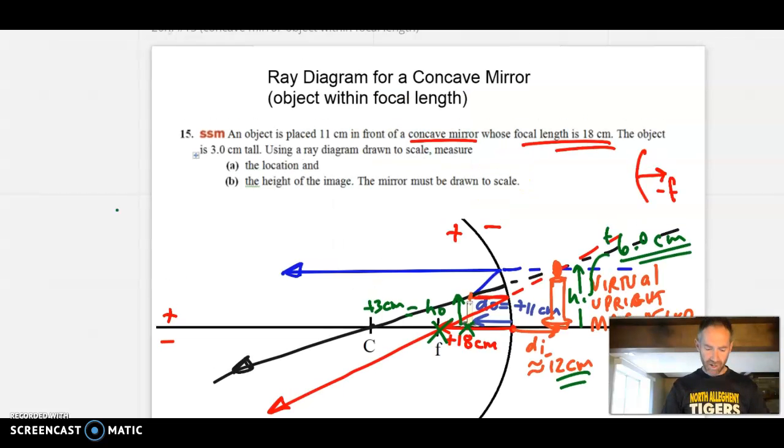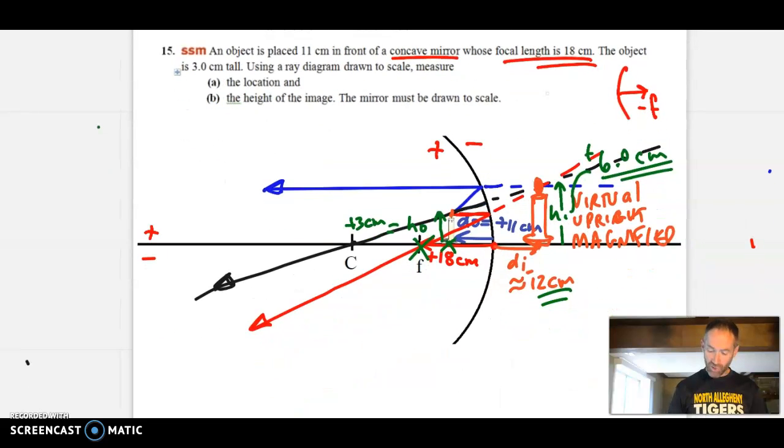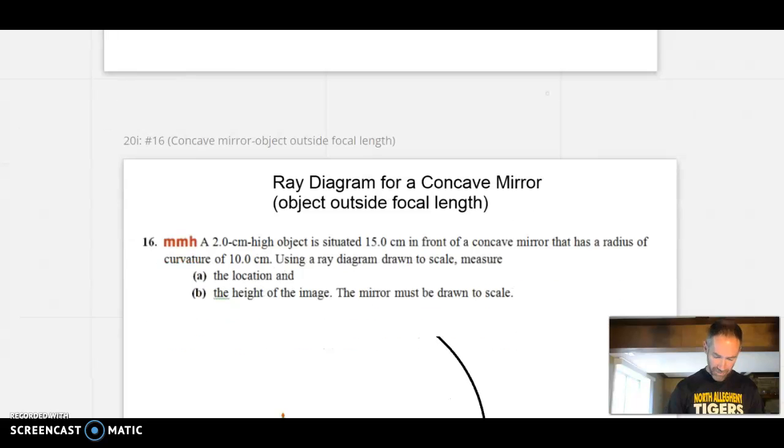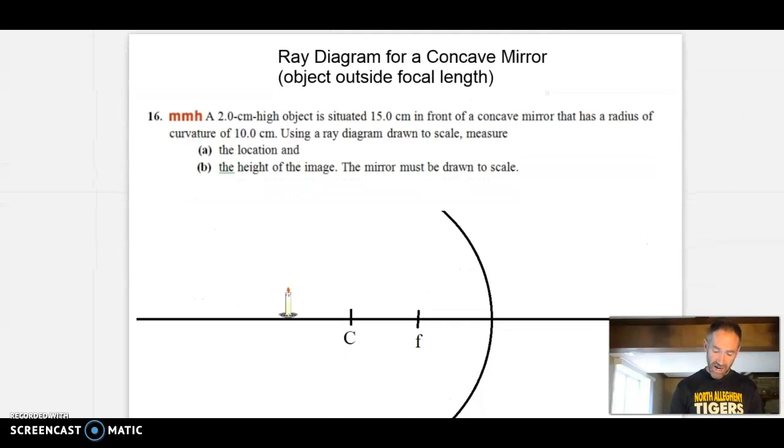On the last video, we talked about a concave mirror, but we had an object that was inside of the focal point. That gave us this image that was virtual, upright, and magnified. Now, I want to see what happens whenever you move on the other side of the focal point. So I've got an example like that too, but this time the object's outside of the focal point.